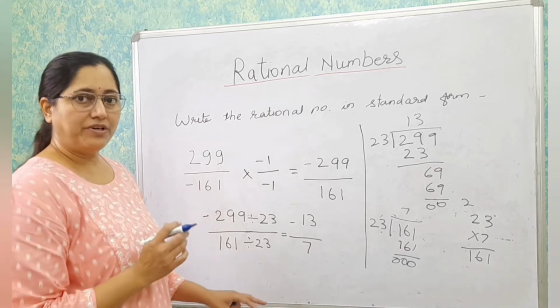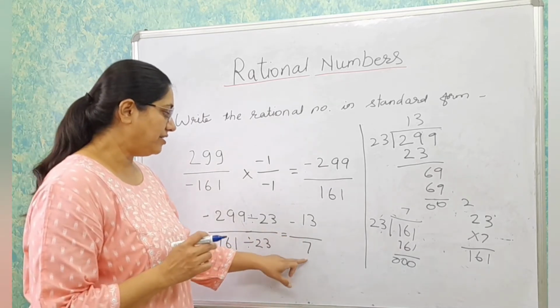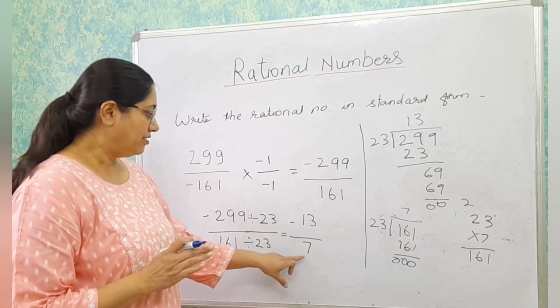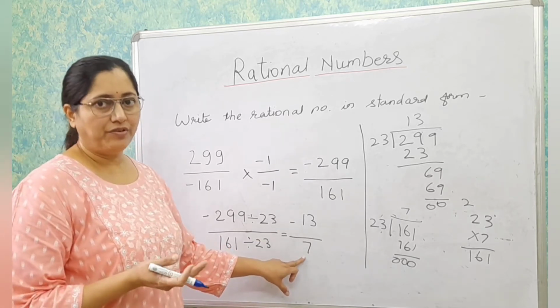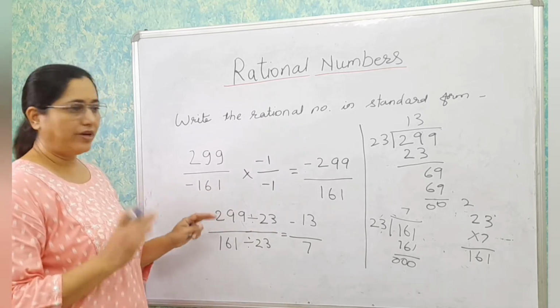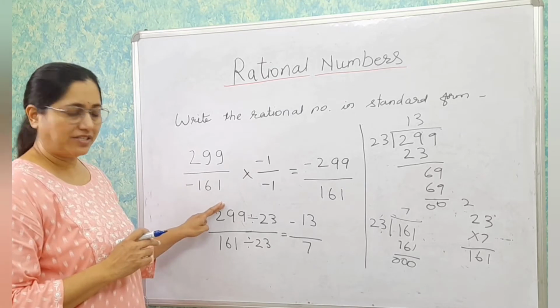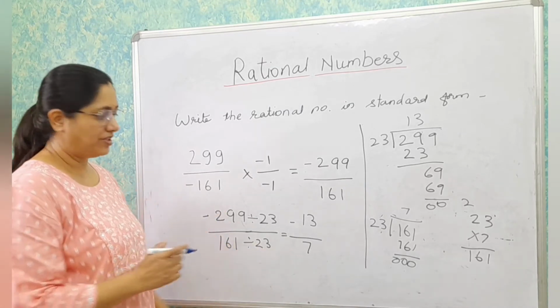Now there is no common divisor which can divide 13 and 7 both. So now it is in standard form. And again denominator 7 is positive integer. So in this way we have changed 299 divided by minus 161 into standard form. This is the answer.